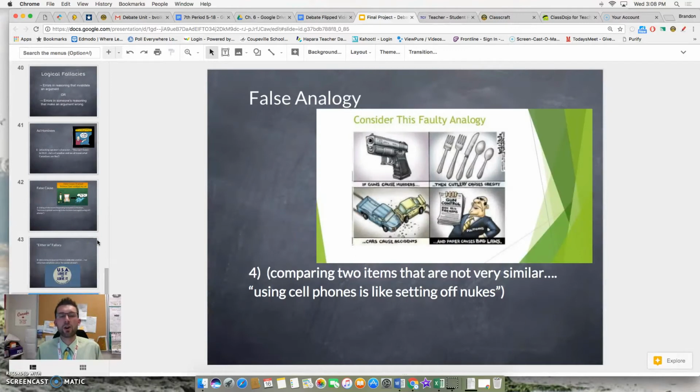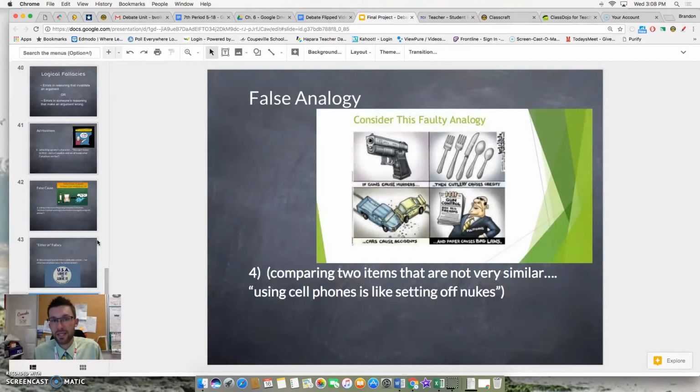The next fallacy is called the false analogy fallacy. That's kind of fun to say. False analogy fallacy. This is where you compare two items that are not very similar. It's like a simile, but a simile that you shouldn't use.